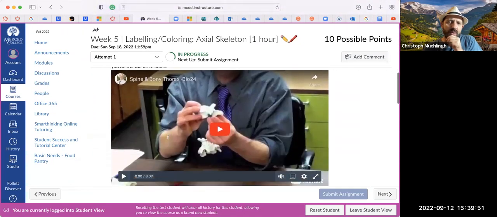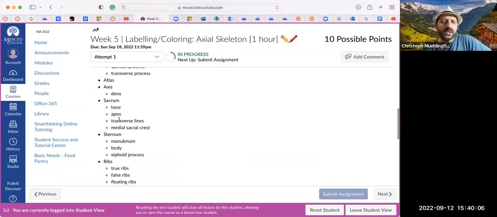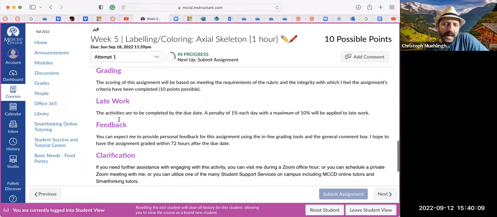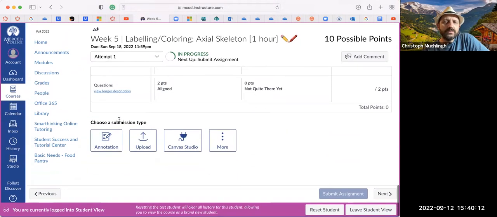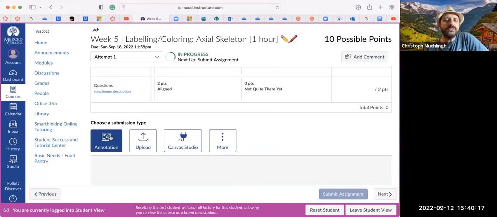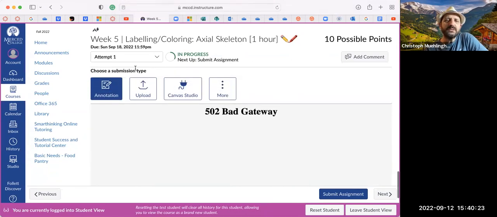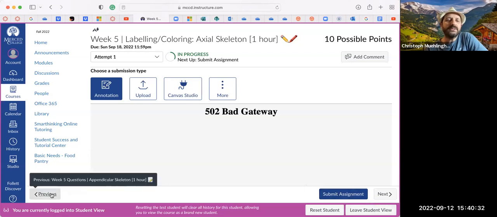As in the skull and the facial muscles, most important in those assignments are these term lists. So here are the axial skeletal terms. You're going to go down and label all the terms on either the handout, or there should be an annotation thing. Where did the annotation thing go? Here is the annotation thing. Let's see. Oh, it says back gateway. Oh boy, I have to double check on that again. Not my day today. Hold on real quick. Sorry about that.